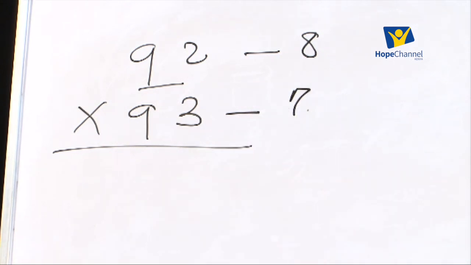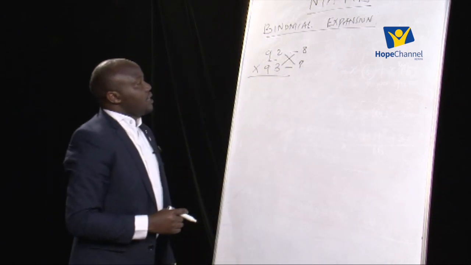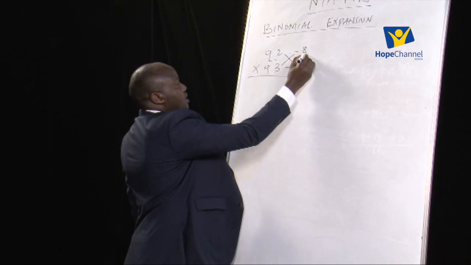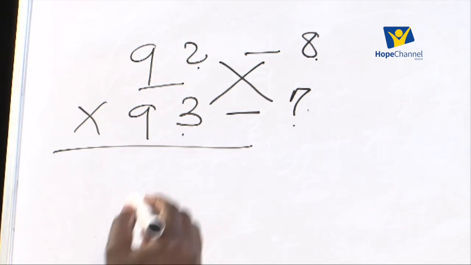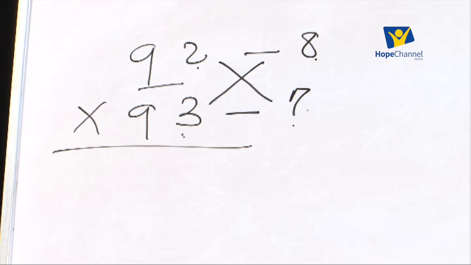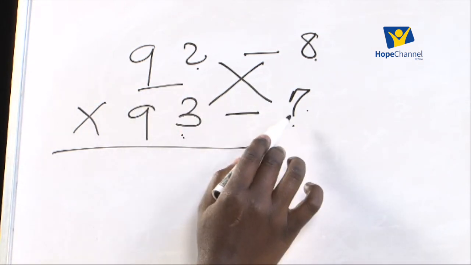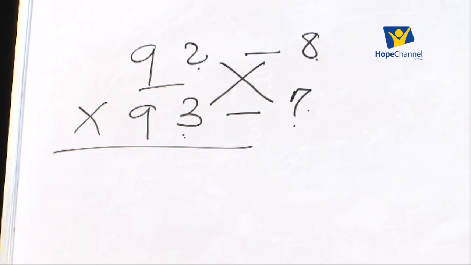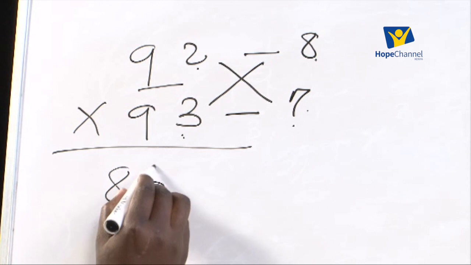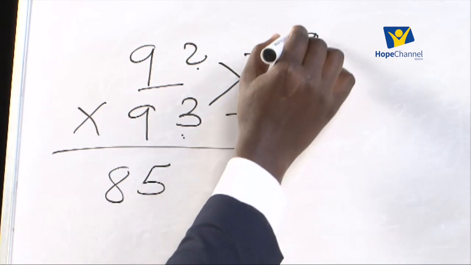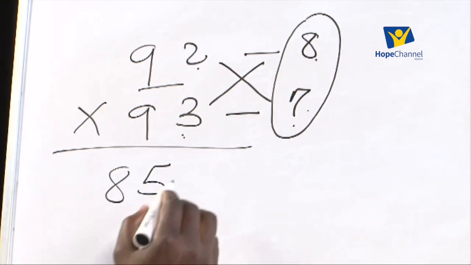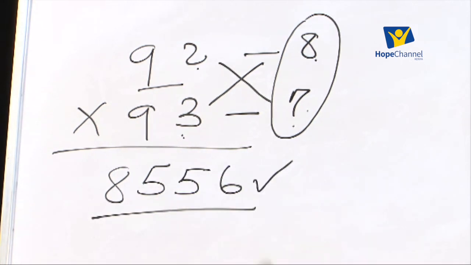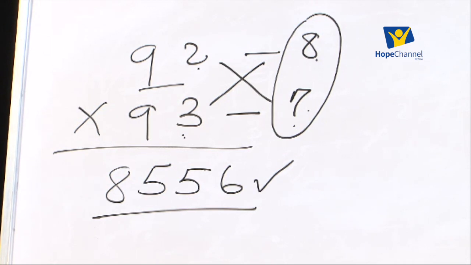7. Correct. Now, if you subtract them crosswise, 93 minus 8, or 92 minus 7, you'll obtain the same answer. 93 minus 8 is 85. 92 minus 7 is 85. So once you subtract them, the first answer is 85. Once you obtain that number, then multiply the two numbers. What is 8 times 7? 56. And that is your answer for 92 multiplied by 93.